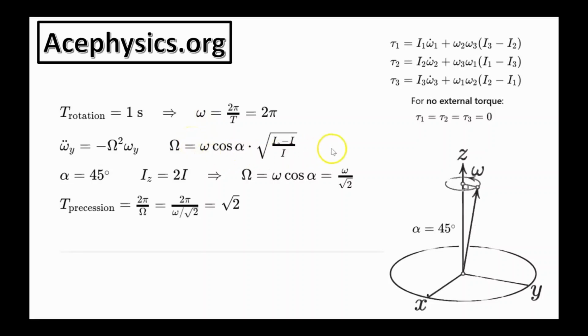We know all of the information. We were given the period of rotation as 1 second. Omega is 2 pi over T. When you replace T with 1, you get 2 pi. Alpha is equal to 45 degrees. For a plate, Iz is equal to 2I, so (2I minus I) over I is just 1. The square root expression is equal to 1, and we find that the period of precession is equal to the square root of 2 seconds.